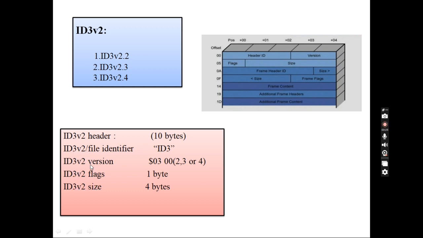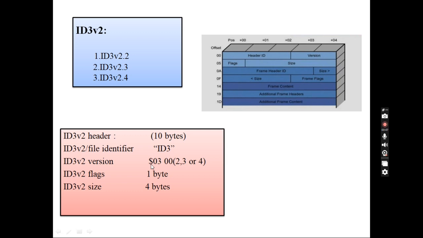All this together comes under the header part, and for this 10 bytes of memory will be allocated. For the ID3v2 file identifier we have ID3, so 3 characters or 3 bytes of memory will be allocated for the file identifier. The next is the ID3v2 version, in that we have 0300. This is the hexadecimal value.